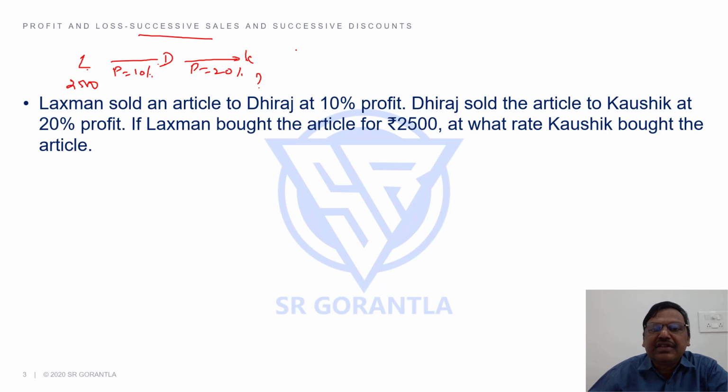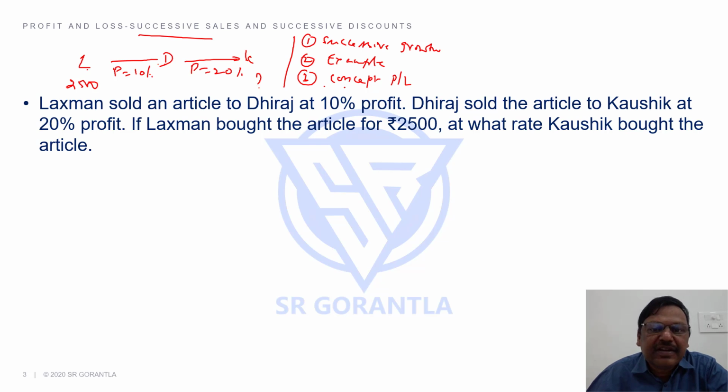Fine. We are going to discuss in three different approaches. One, using successive growth formula. Two, by example. That is the advantage we always have when we have percentages. Three, the basic concept of profit and loss or logic, I can say. Let's see the first one, successive growth formula.